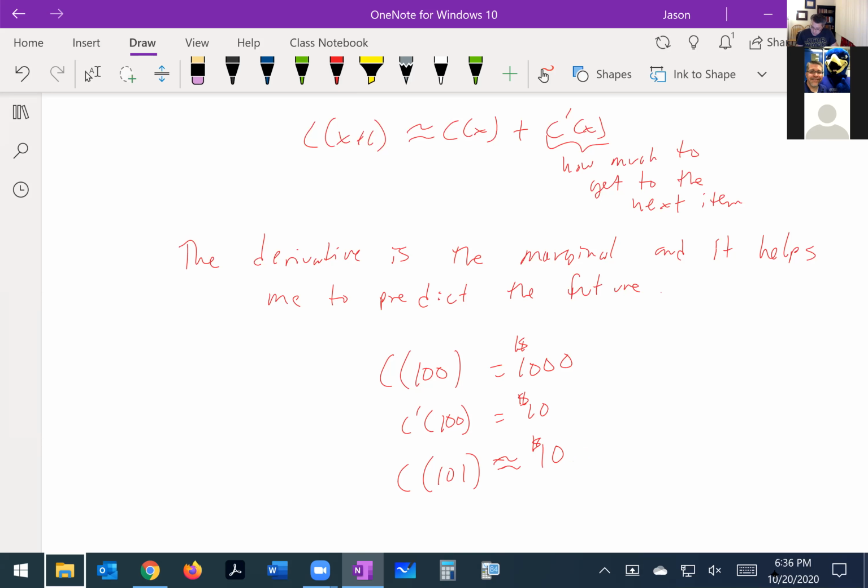We can only predict one item at a time. Otherwise, we could veer way off in our predictions. Say this is where I'm at this year. Where might I be next year?